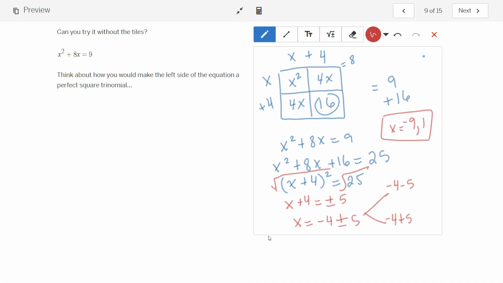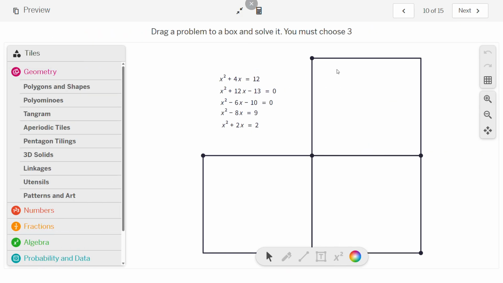And the next video, you can pause here if you need to finish writing or copying and taking notes. The next video, you're choosing any 3 problems. All right. And then you're going to do that, setting up the area model and solving it.